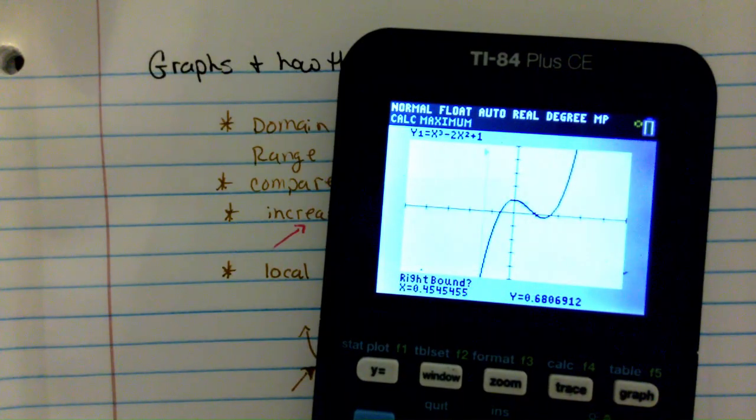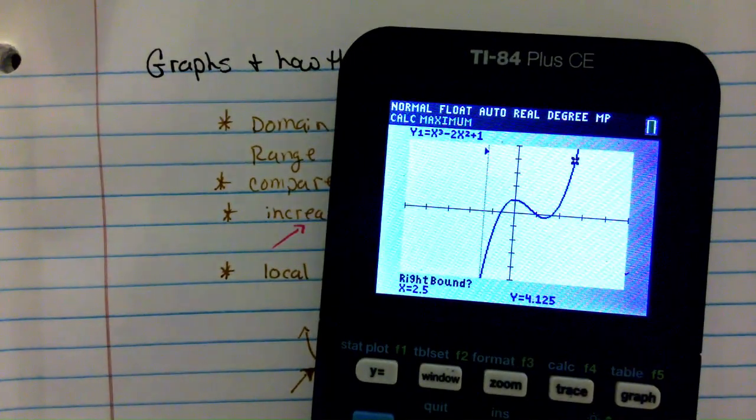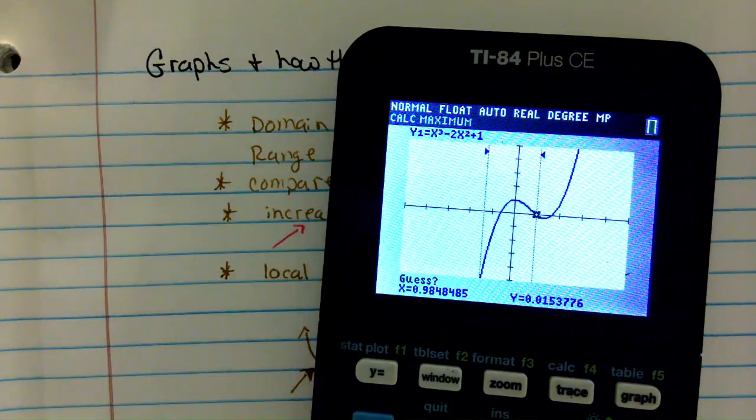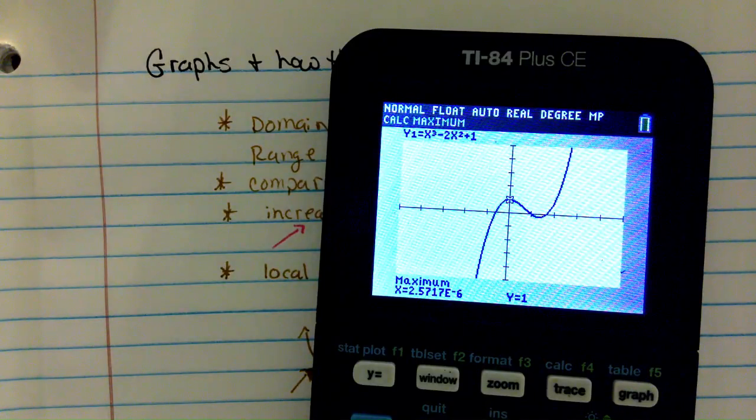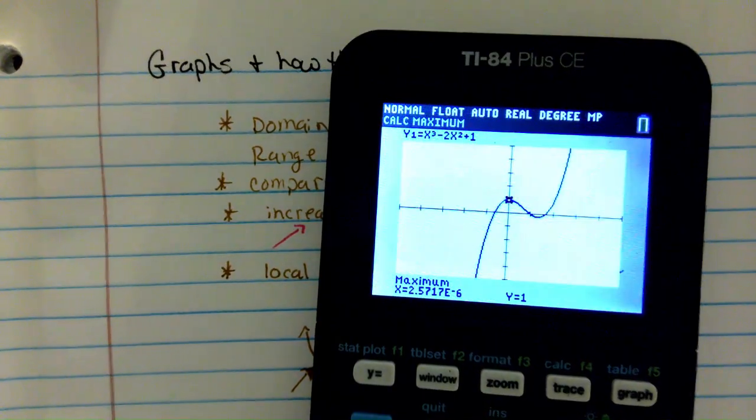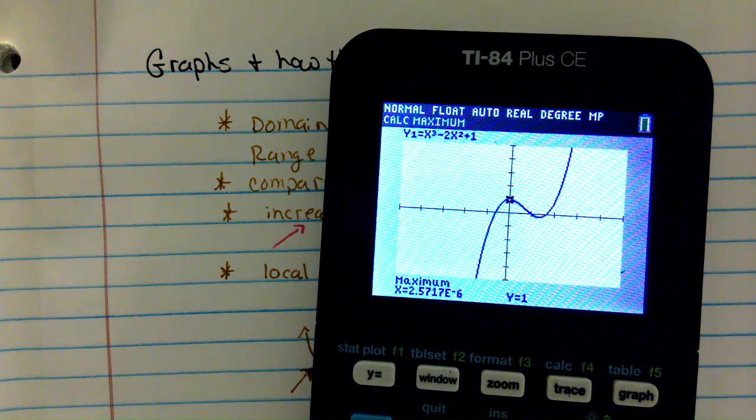Now you don't want to go so far past it that you are higher than your maximum. That would be bad. You want to kind of keep it within reason. So don't make that too wide. The wider you are, the harder it is on your calculator. And then it'll tell you, oh, well, it says 2.57 times 10 to the negative 6th. That's pretty darn close to 0. So it looks like 0,1 is our maximum.